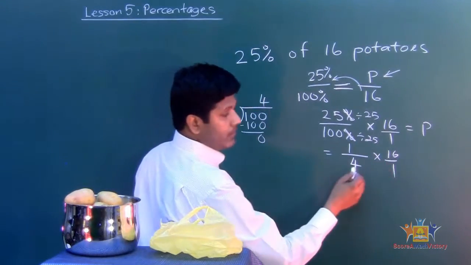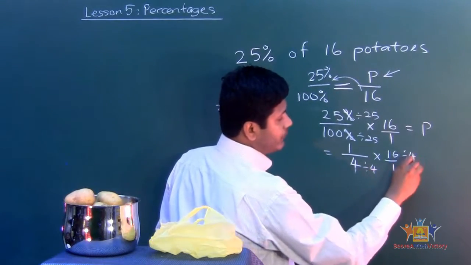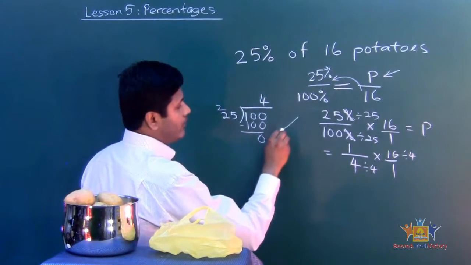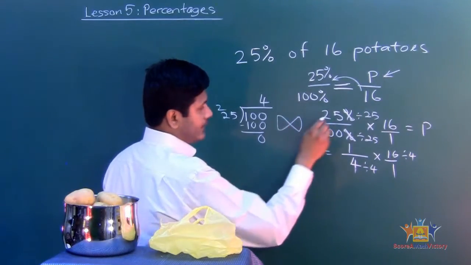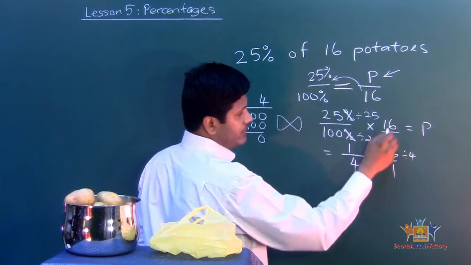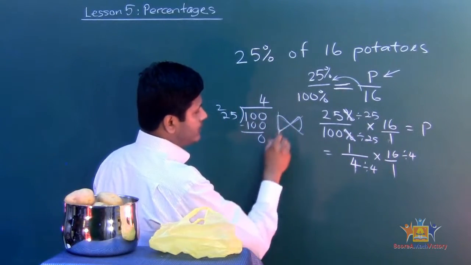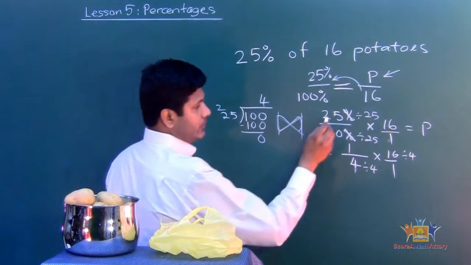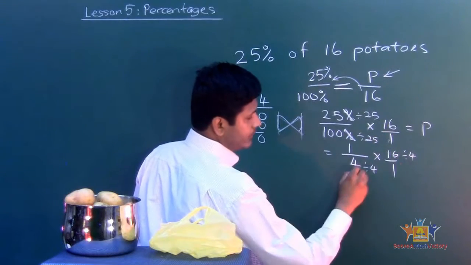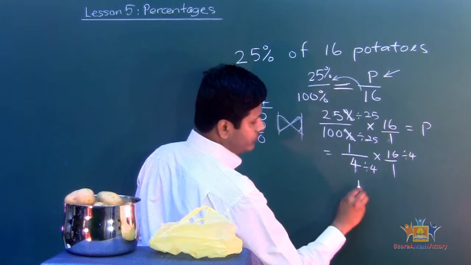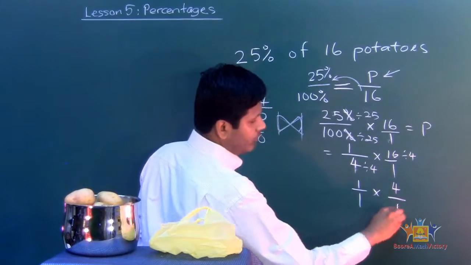Now look at that. I can simplify more. 4 and 16. I can divide this by 4. I can divide this by 4. Now remember from the bow tie method. That means I can simplify this way, this way, this way, and this way. See that? So I did simplify this way, gave me 1 over 4. Now I'm simplifying this way. So 4 divided by 4 also will give me 1. 16 divided by 4 will give me 4 over 1.